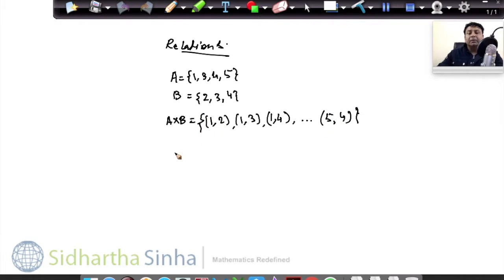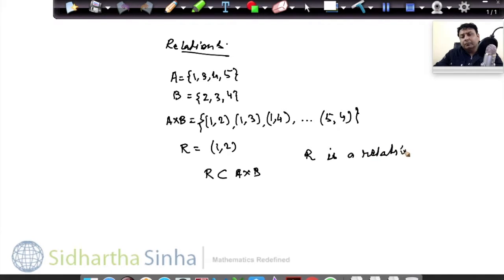of two sets. So any set R containing these elements, like if R is a subset of A into B, then R is a relation from A into B. So that's what a relation was.